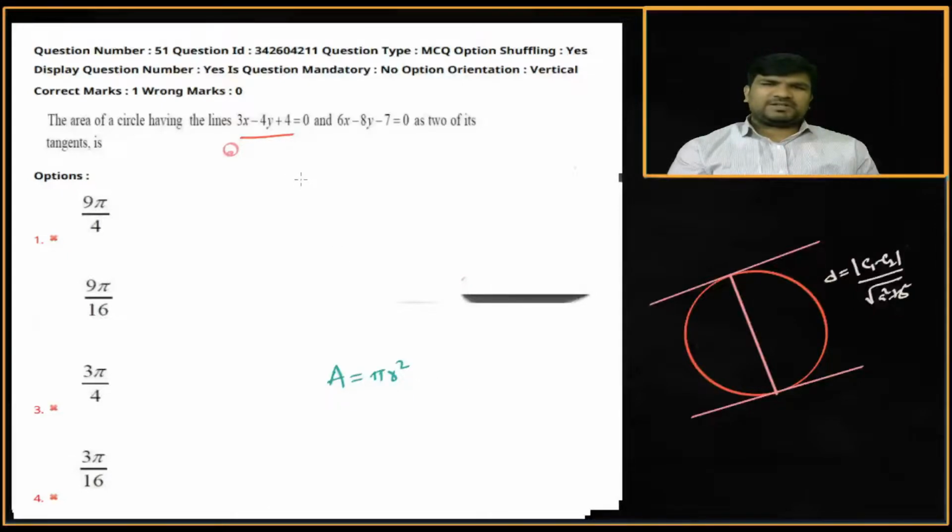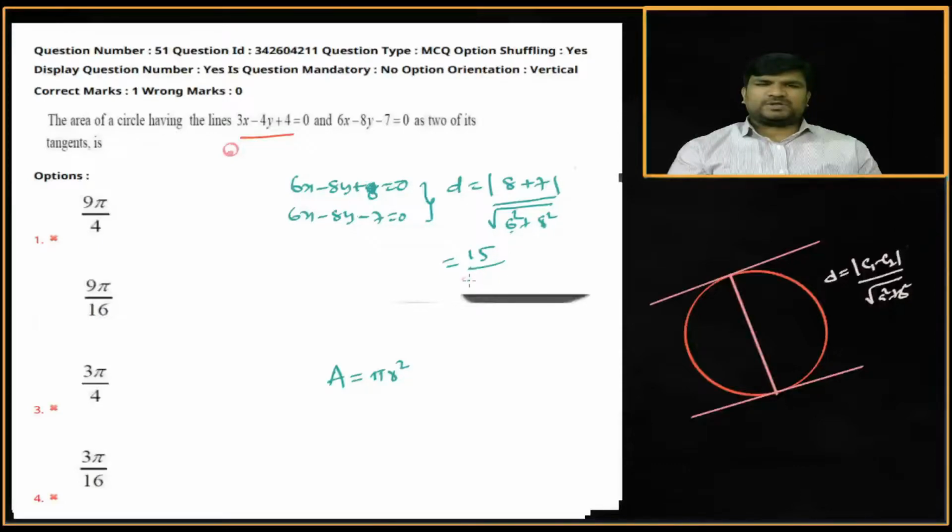If you multiply the first equation by 2, it becomes 6x minus 8y plus 4 equals 0. The second equation, 6x minus 8y, if you multiply by 4 it becomes 8, minus 7 equals 0. Now the distance between parallel lines is mod C1 minus C2 by root over a square plus b square, which is 6 square plus 8 square. So 8 plus 7 is 15; 6 sixes are 36, 8 eights are 64, root 100. Root 100 is 10. So 15 by 10, that is 3 by 2. This is the value of d.